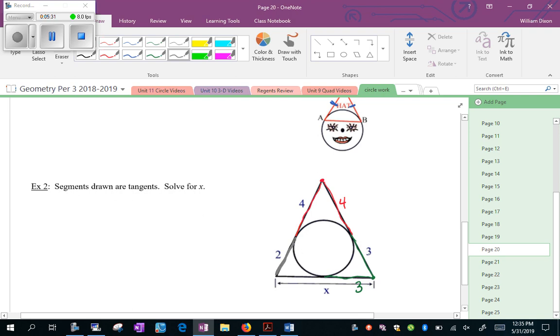Yeah, cool. All right, so from this common point, I have 2 drawn as this tangent line, and the other side must also be 2. So x equals 5. That's 2 plus the 3.